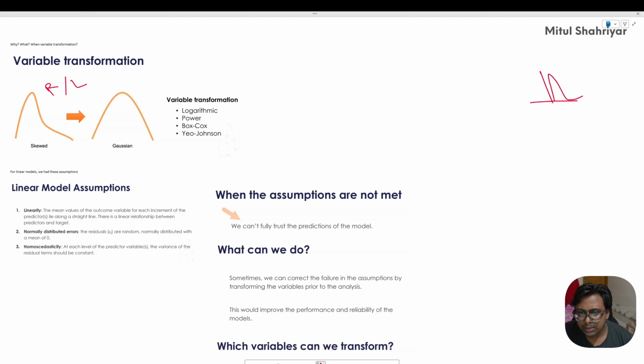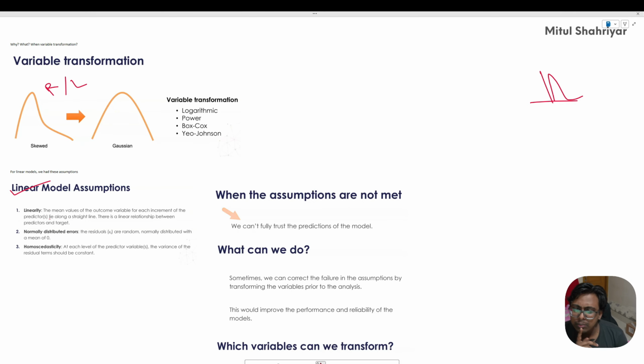So there are multiple techniques like logarithmic, power, Box-Cox, or Yeo-Johnson. When the assumptions are not met, we can't fully trust the predictions of the model. In linear models, there are some assumptions: linearity, and normally distributed errors, meaning residuals are random and normally distributed with a mean of 0. Then homoscedasticity: at each level of the predictor variable, the variance of the residual term should be constant. If you're not familiar with any of these, you should check the previous videos.